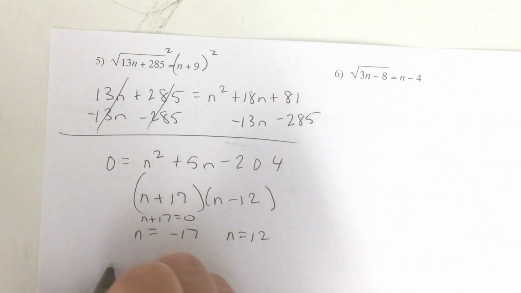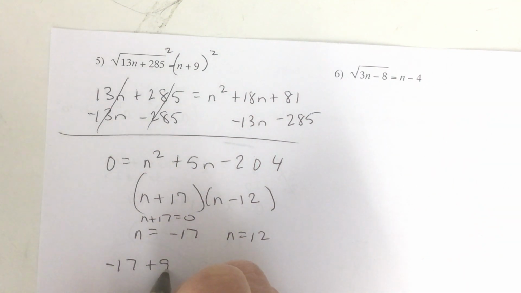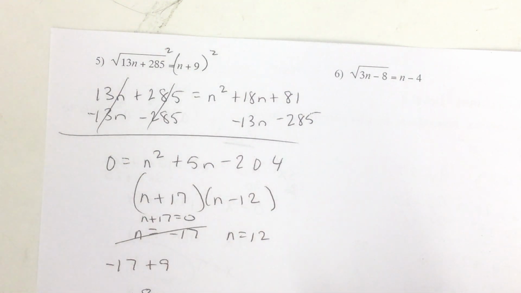Then plug this in. Negative 17 plus 9 is a negative 8. So you don't count the 17. And 12 plus 9 is 21. So that's positive. So you keep the 12.